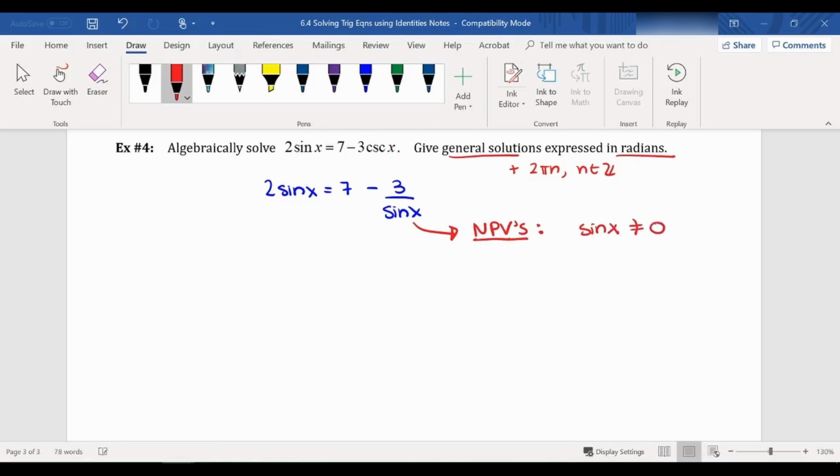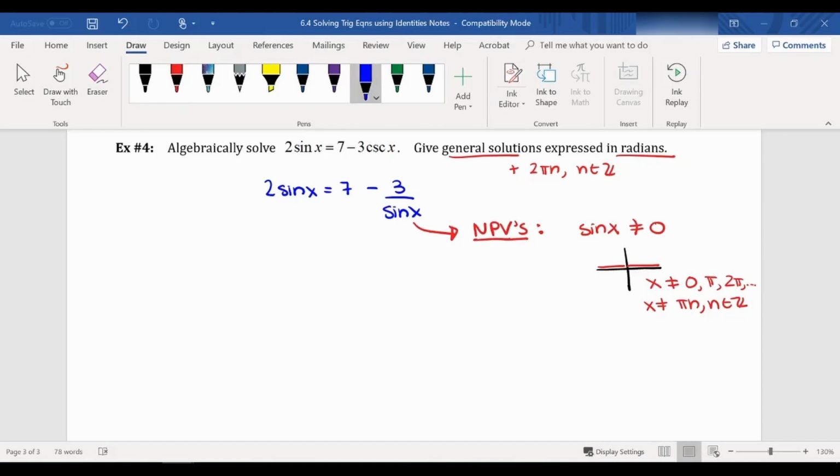Sine x can't be 0. It's on the bottom of a fraction. And again, we know that sine x is 0 on the x-axis. So this means x can't equal 0, pi, 2 pi, etc. It can't be pi n. So if we get 0, pi, 2 pi, etc. as one of our solutions, we're not going to include it because that's a non-permissible value.